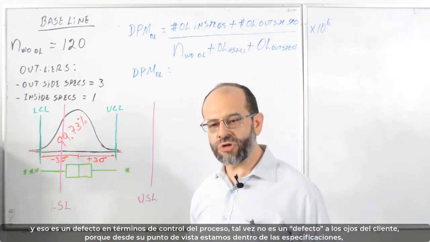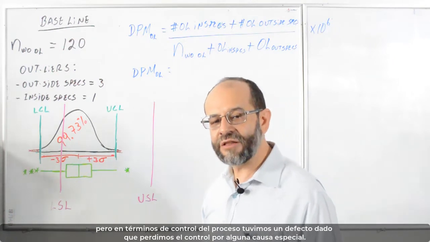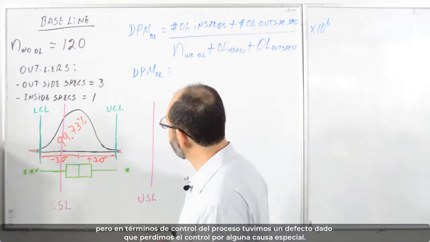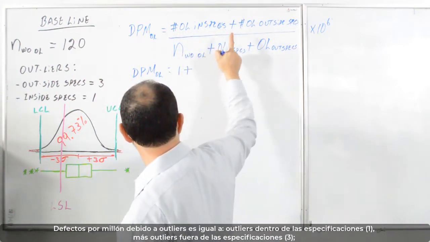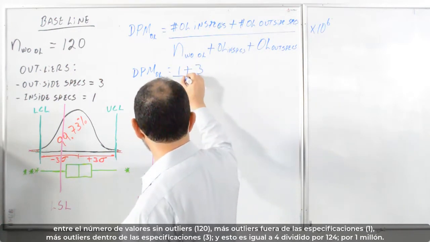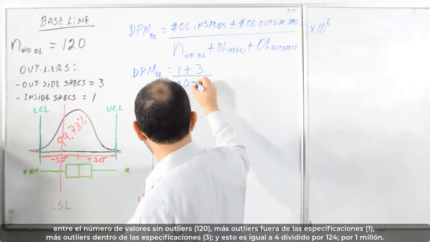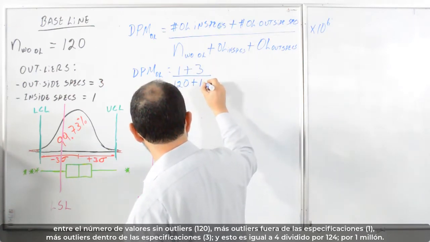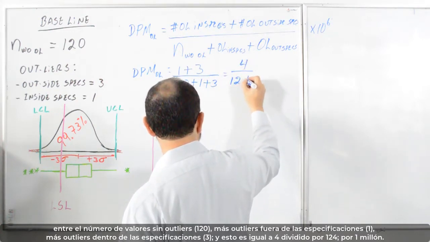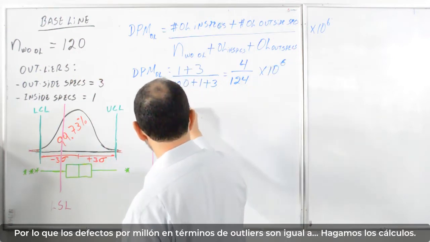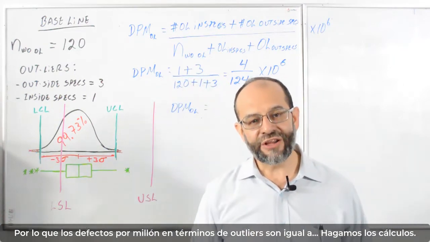Maybe not to the eyes of the customer, because to the eyes of the customer we are inside the specs, but in terms of process control we are having a defect because we lost control, because that's a special cause. So okay, defects per million equals outliers inside the specs (1) plus outliers outside the specs (3), times the number of values without outliers (120) plus outliers inside the specs (1) plus outliers outside the specs (3), which is equal to 4 divided by 124 times 1 million. So the defects per million because of outliers is equal to, let's do the calculations.